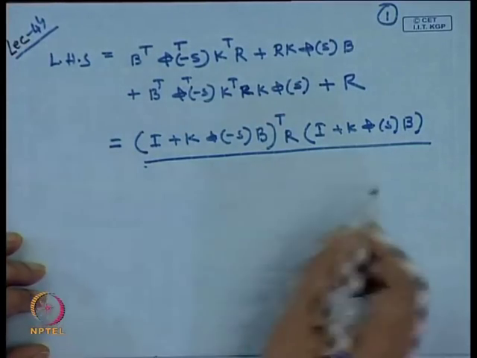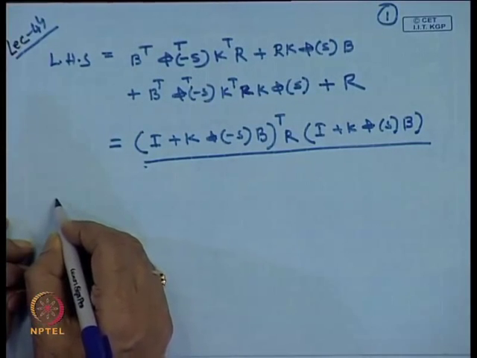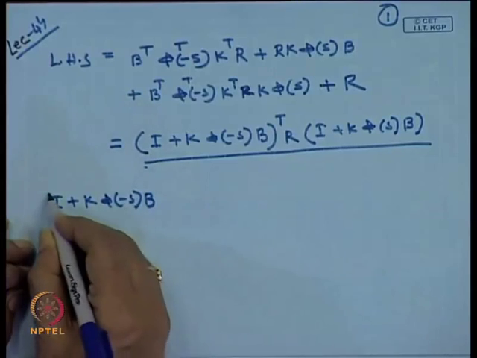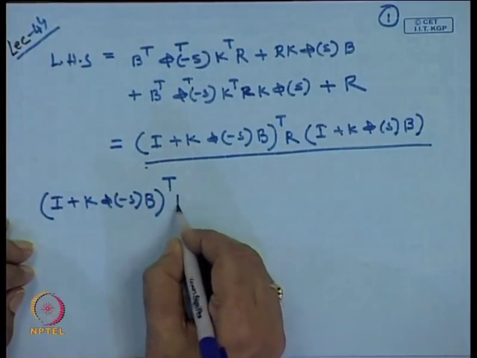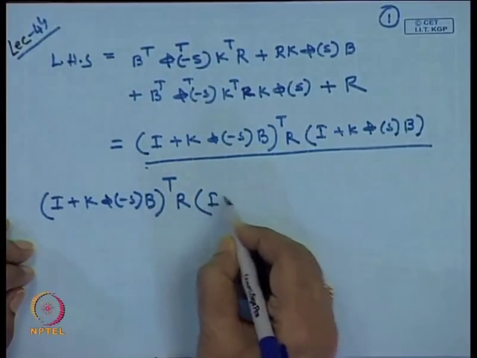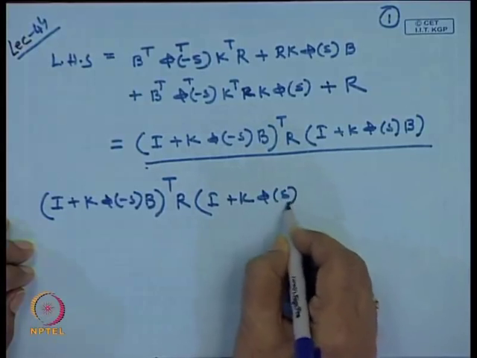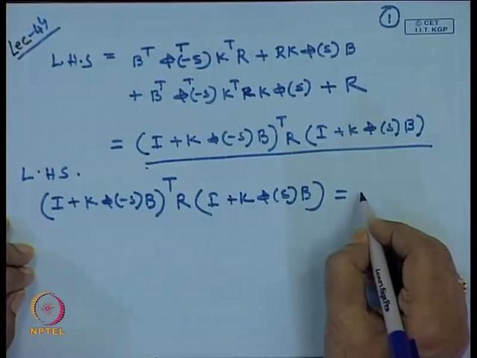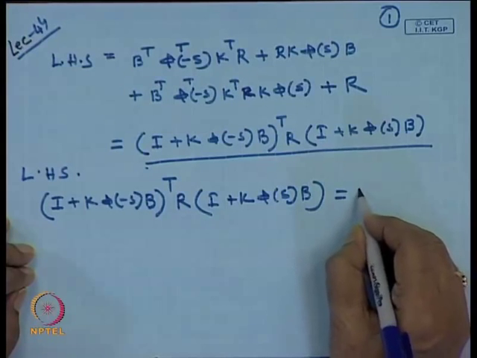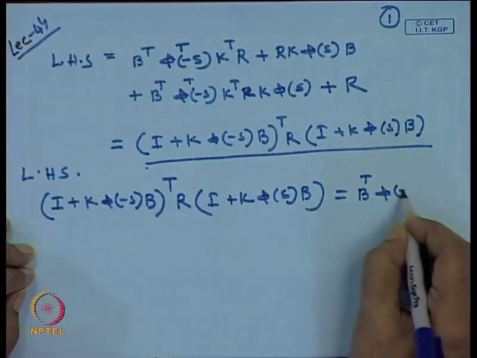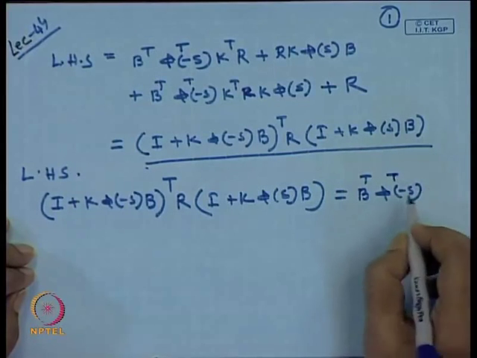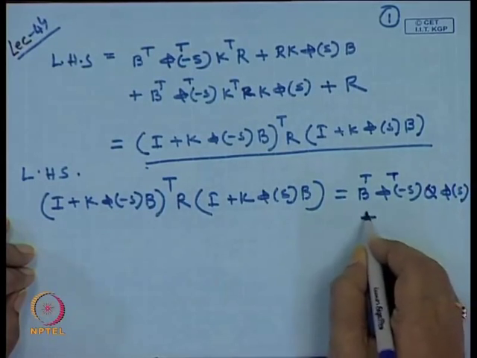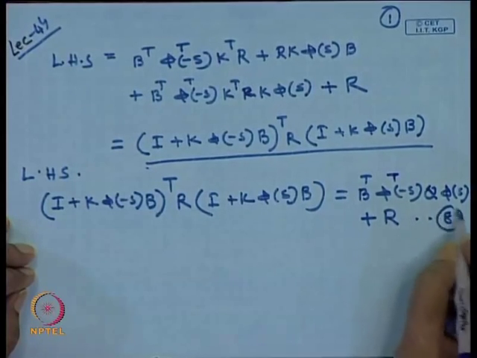Now see this one. From the equation, I can write the left hand side as I plus K phi S B whole transpose R into I plus K phi S B. This is the left hand side, equal to the right hand side. What did we get on the right hand side? We got B transpose phi minus S transpose Q phi of S plus R. So let us call this equation number 8.